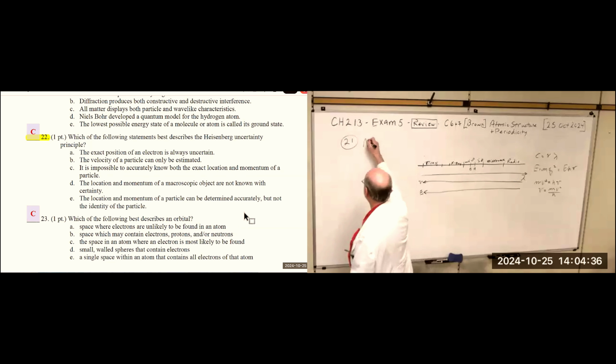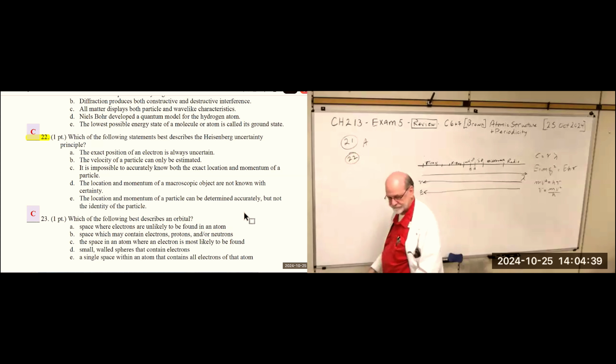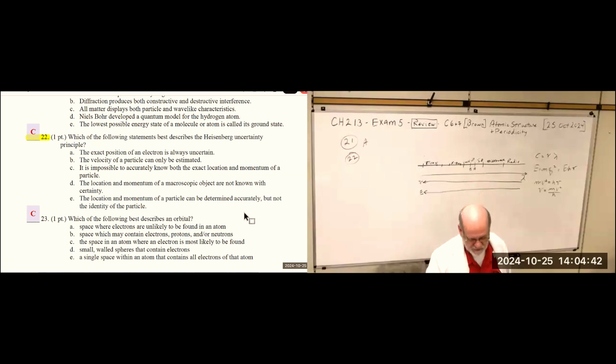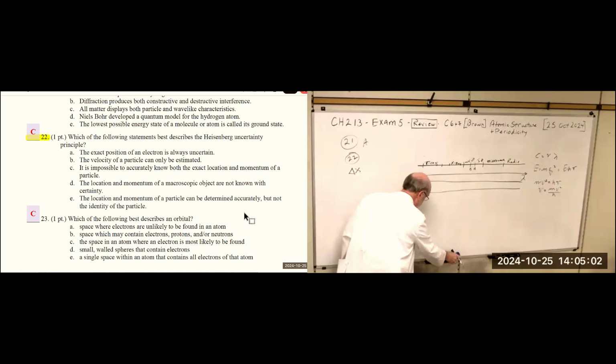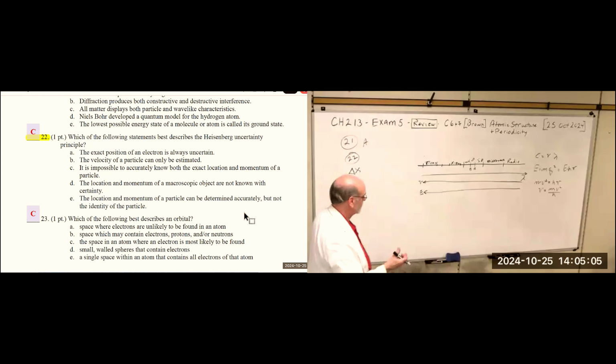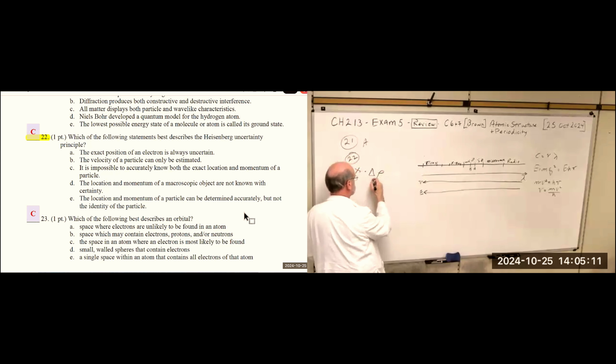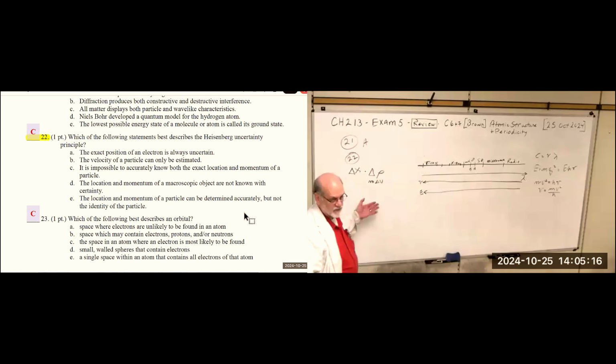22. Which of the following statements best describes the Heisenberg uncertainty principle? Remember that one? It looks at any particle, the deviation from a position. If it's a very, very small deviation from a position, then you essentially know where it's at. Times the deviation of its momentum, which is mass times velocity, and we're talking about a change in velocity since the mass of the particle doesn't change.